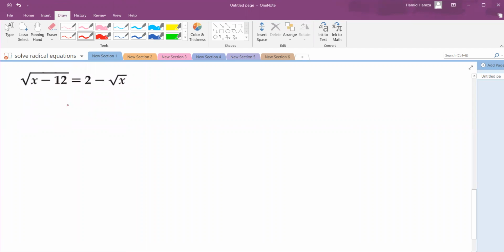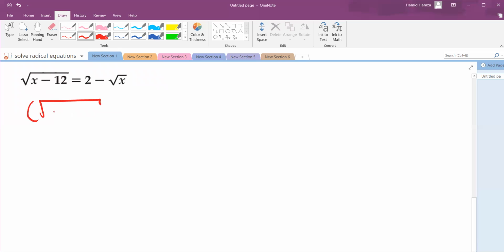So now what about this one? Root x minus 12 equals 2 minus root x. So the main root is isolated. So we will raise the equation to the power of 2. So it will be like this.